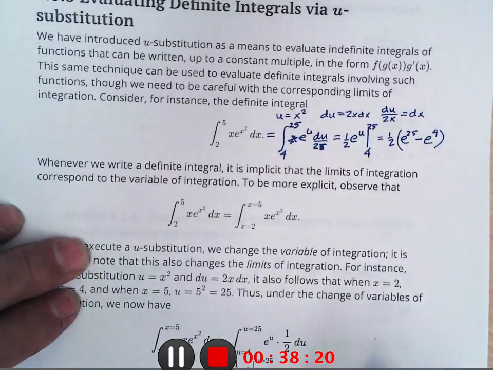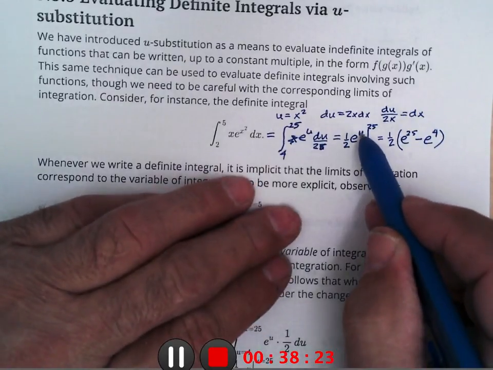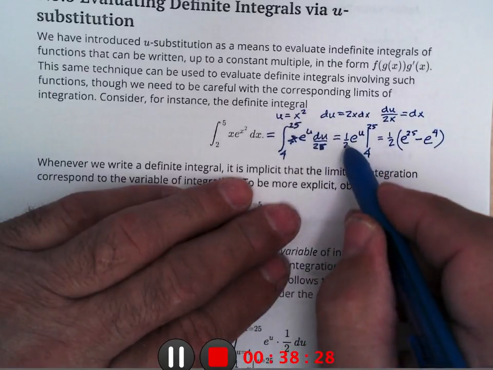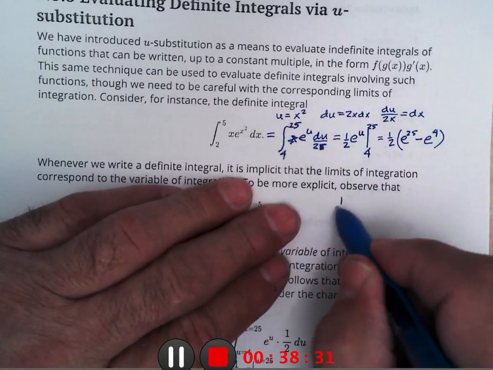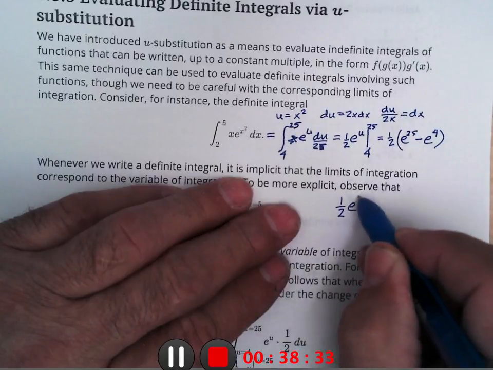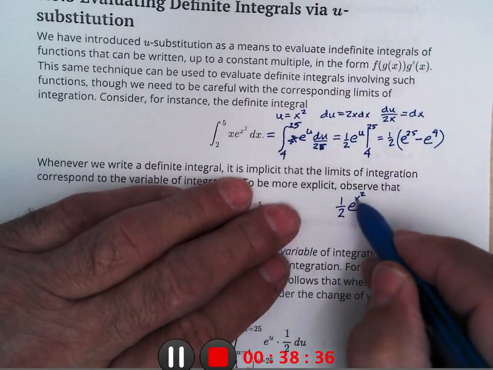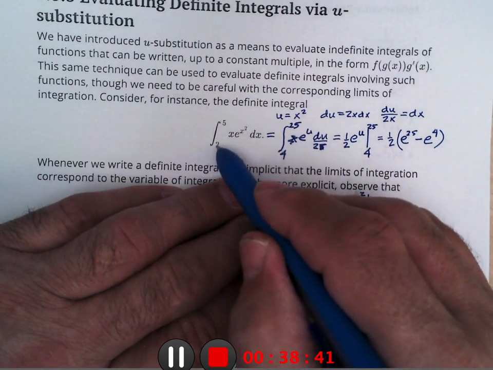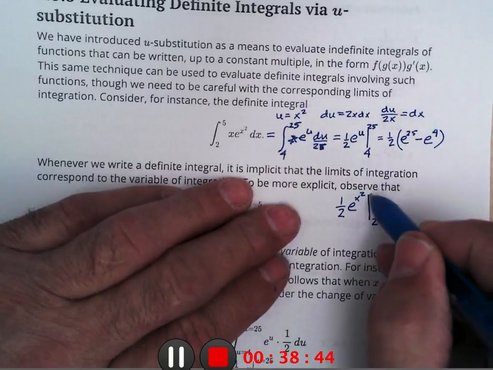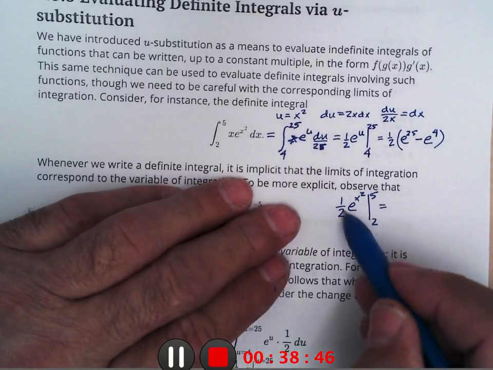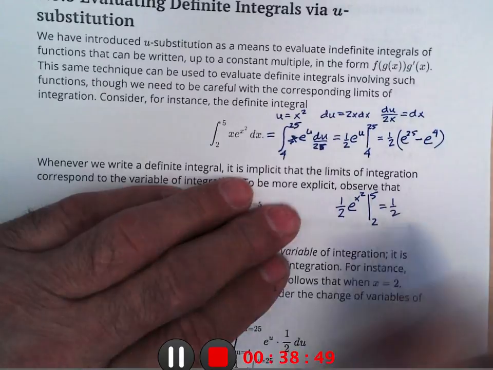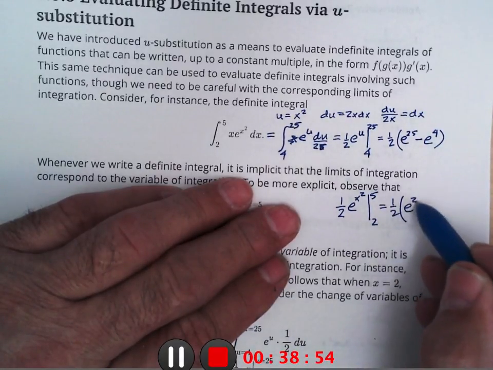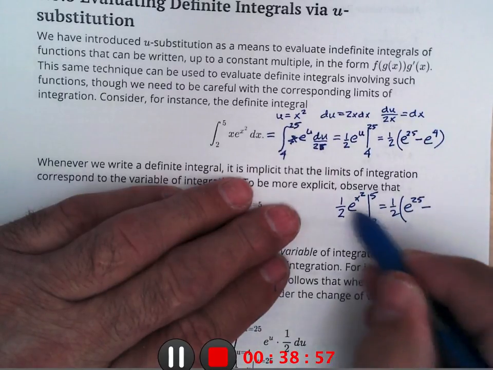Or I could change the u back to x squared. And so then it would change this to 1/2 e to the x squared. Now I'm back in the x's. I would change my limits back from 4 and 25 back to the x limits of 2 and 5. And if I put 5 in here, I get 1/2, and it's going to be times both of them, so I'm going to write 1/2 parenthesis, 5 in here is going to be e to the 25 minus e to the 2 squared, which is 4.